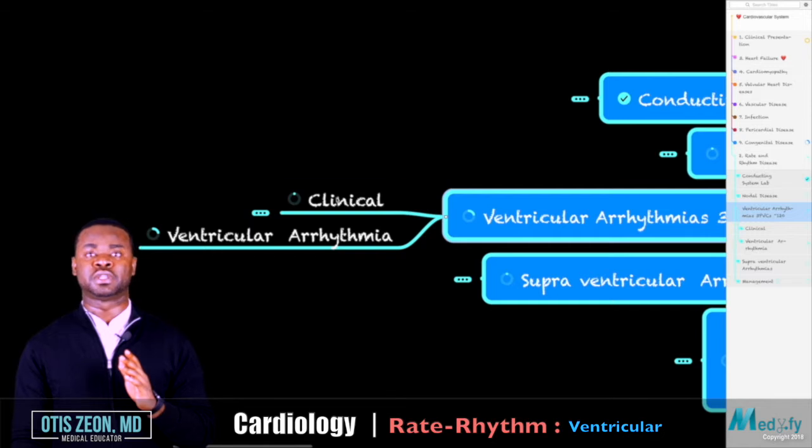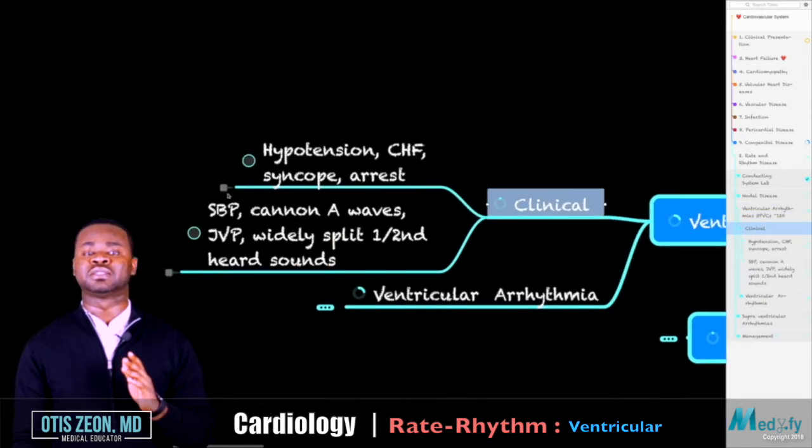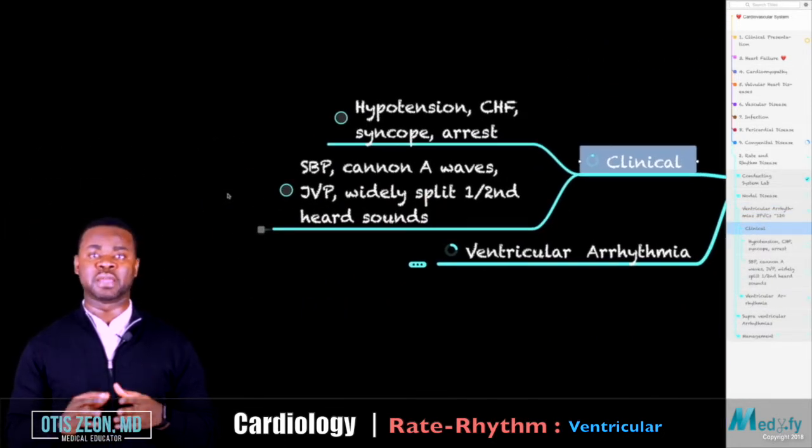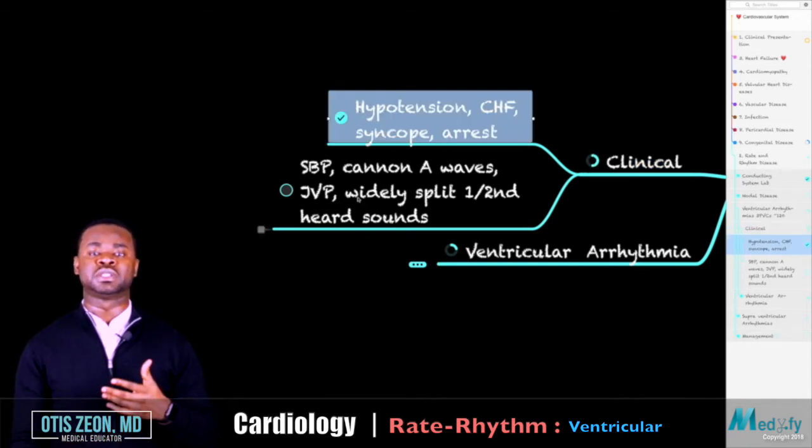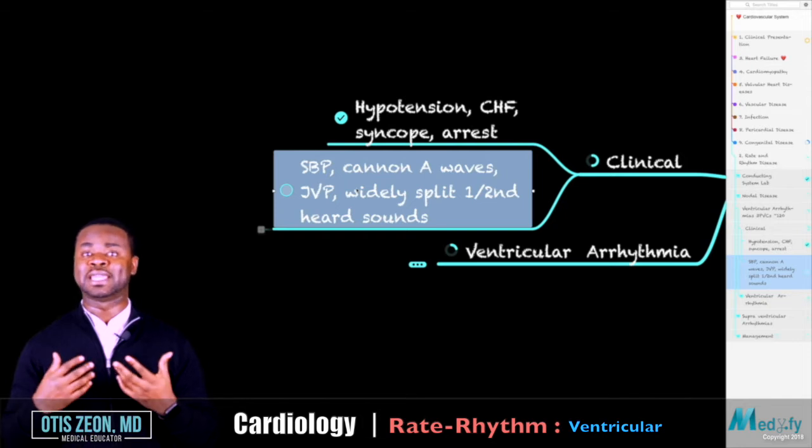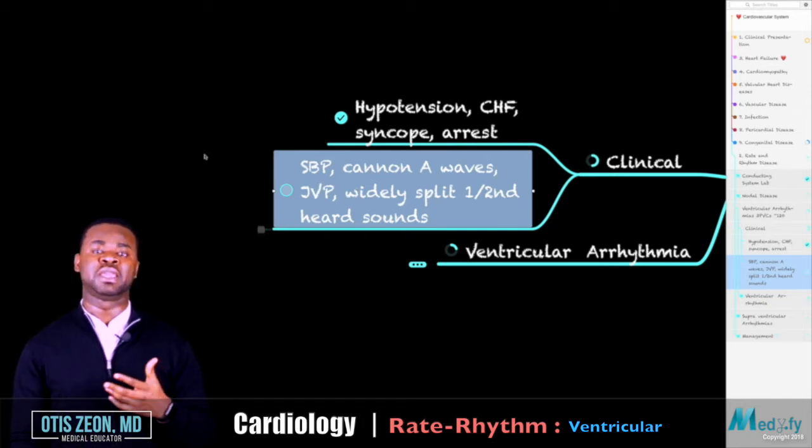The clinical presentation for this is that the patient will present with a lot of signs and symptoms such as congestive heart failure, hypotension, syncope, cardiovascular arrest. They may present with signs and symptoms of shortness of breath. You may see a Cannon A wave, jugular venous distension, and they may have a widened split S1 and S2.